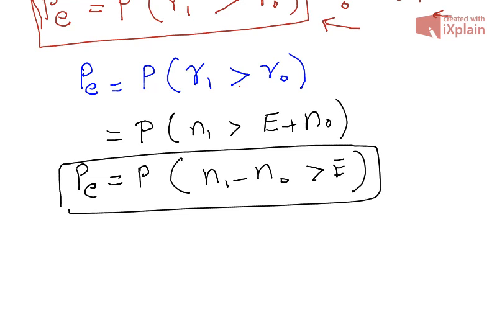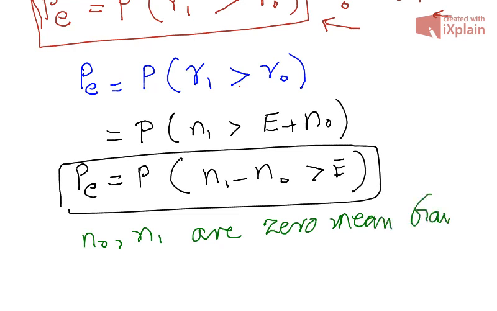So if n1 and n0 are zero mean Gaussian processes, then the difference, which we can denote by n1 minus n0, is also zero mean Gaussian, right? The difference is also zero mean Gaussian.